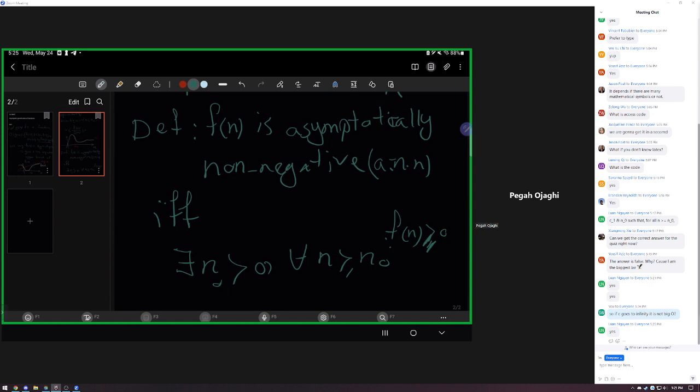Exactly. C shouldn't be that big, because if it's that big, there is no upper bound. You need to find that upper bound for that fraction. So if it goes to infinity, it means that you cannot find that upper bound. This is the definition of asymptotically non-negative.